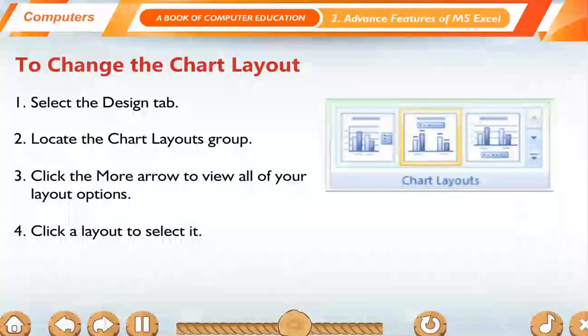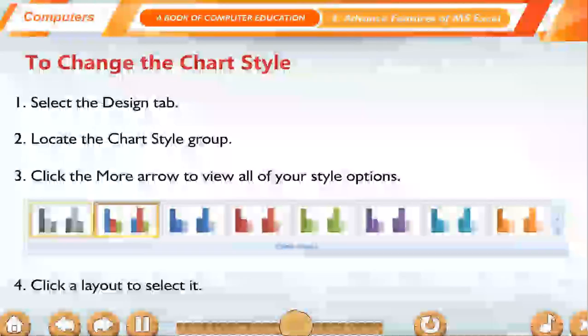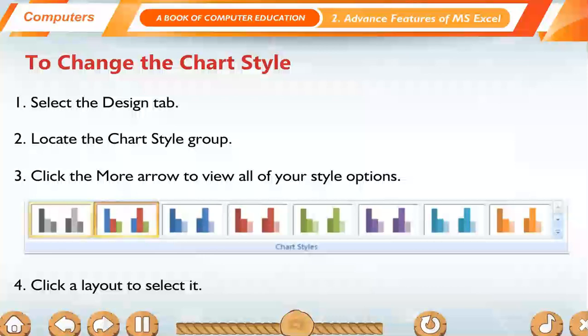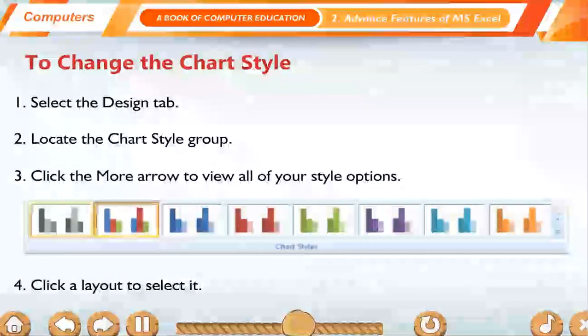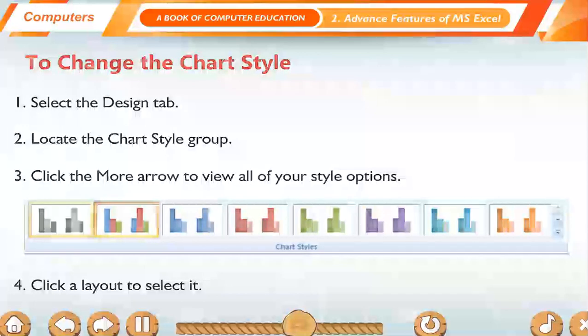Click a layout to select it. To change the chart style, select the Design tab. Locate the Chart Style group. Click the More arrow to view all of your style options. Click a layout to select it.